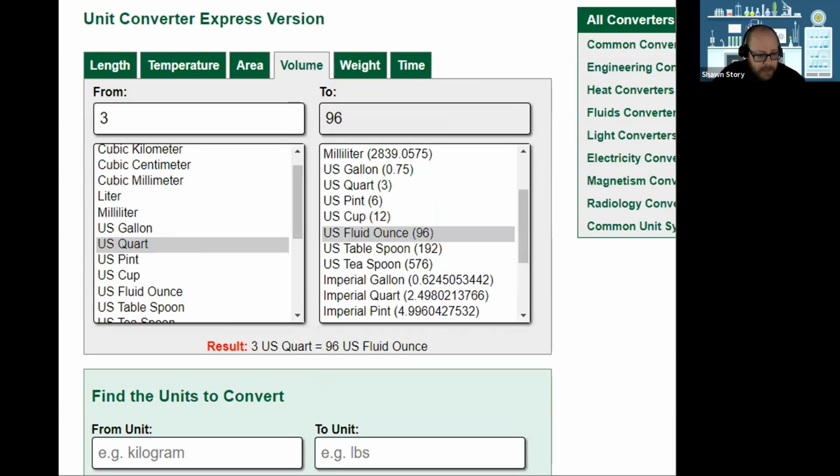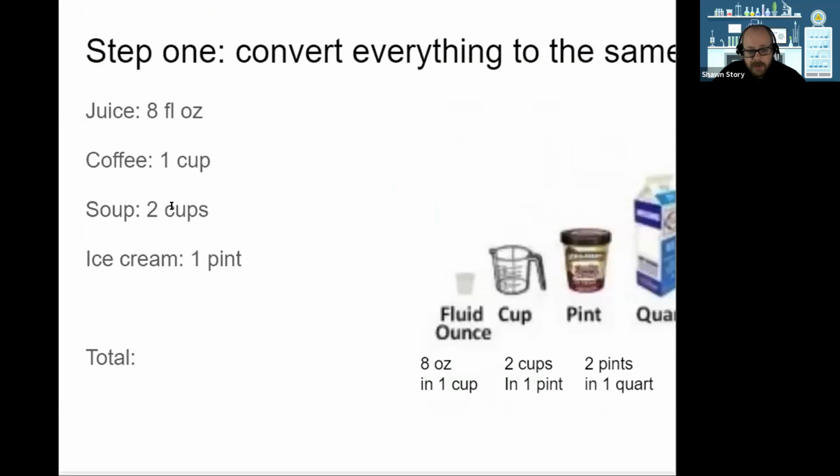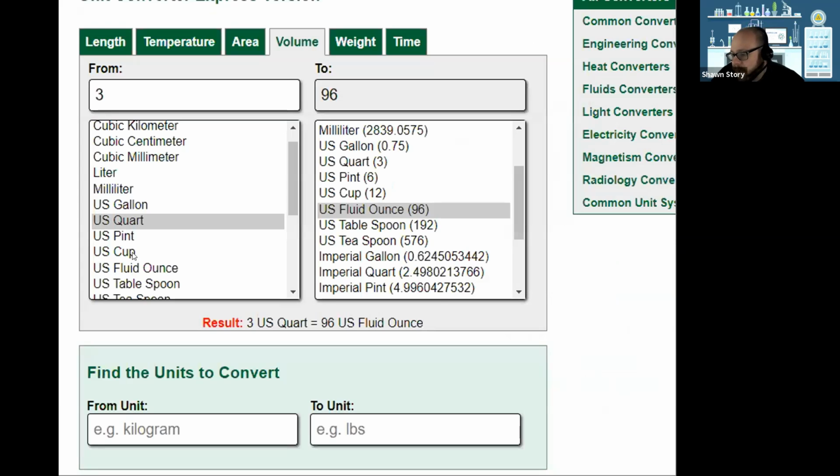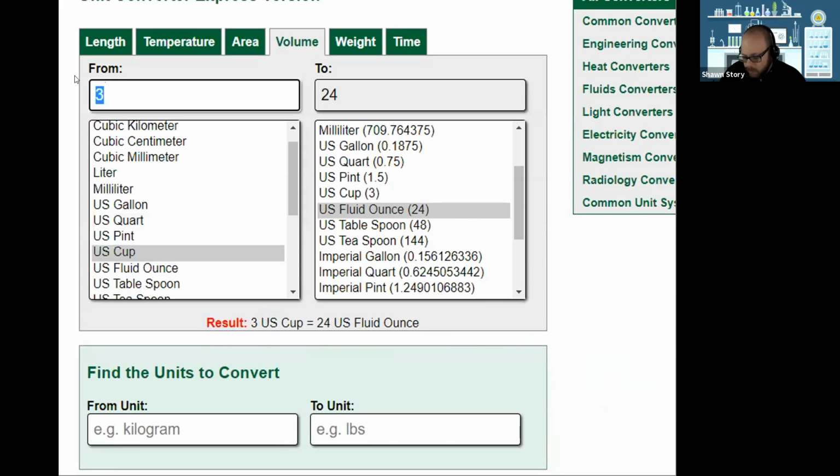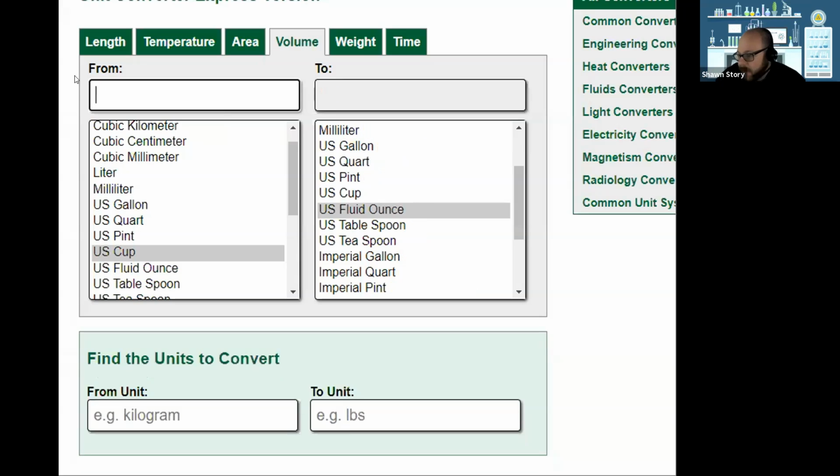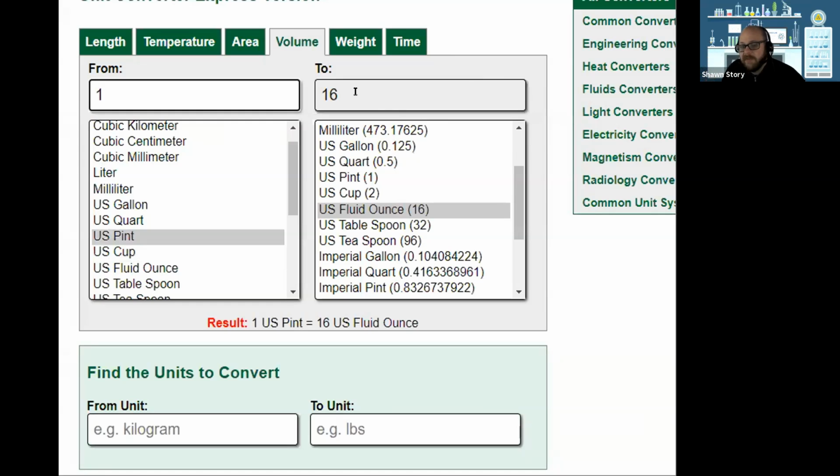Let's go back to our example that we did in class already with our patient. If this is what we were converting, 8 fluid ounces, 1 cup, 2 cups, and 1 pint, I would just change 1 cup, 2 cups, and 1 pint into fluid ounces. I would start with cups to fluid ounces: 1 cup of soup is 8 fluid ounces, then 2 cups is 16, and then a pint of ice cream is another 16. So it's 8, 8, 16, 16. Add those together, that's 48 ounces altogether.